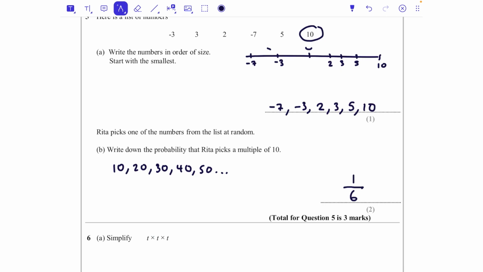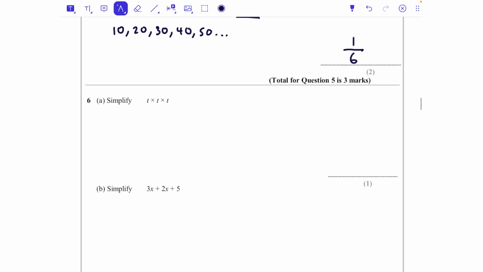There is only one number there that is a multiple of 10 out of the 6 possible numbers that we could pick from. If you thought 2 or 5 might have been, then you were probably thinking of factors. So factors of 10 are numbers that fit into 10 an exact number of times, and the 2 would be a factor of 10, 5 would be a factor of 10, 10 would be a factor of 10, but in this case they were asking for multiples, which is the 10 times table.